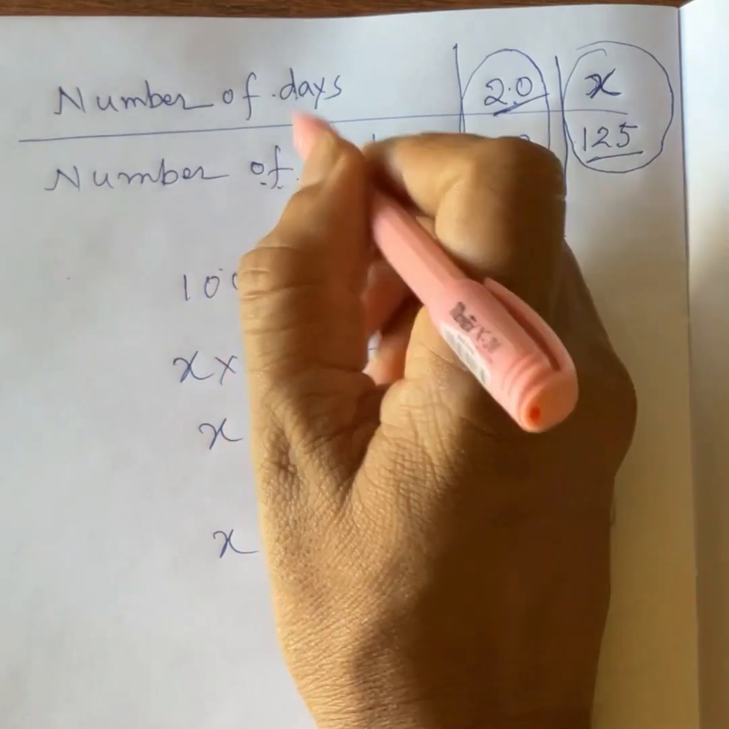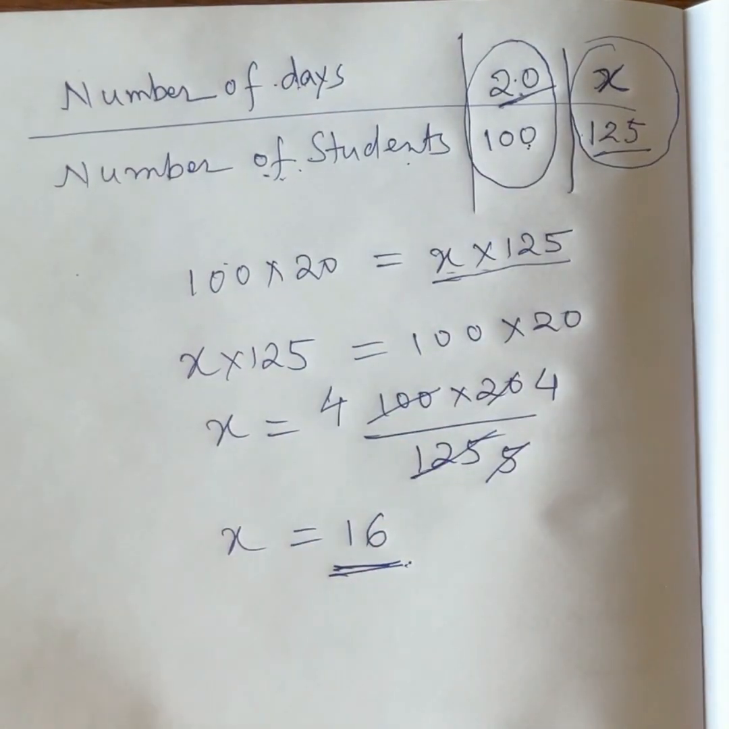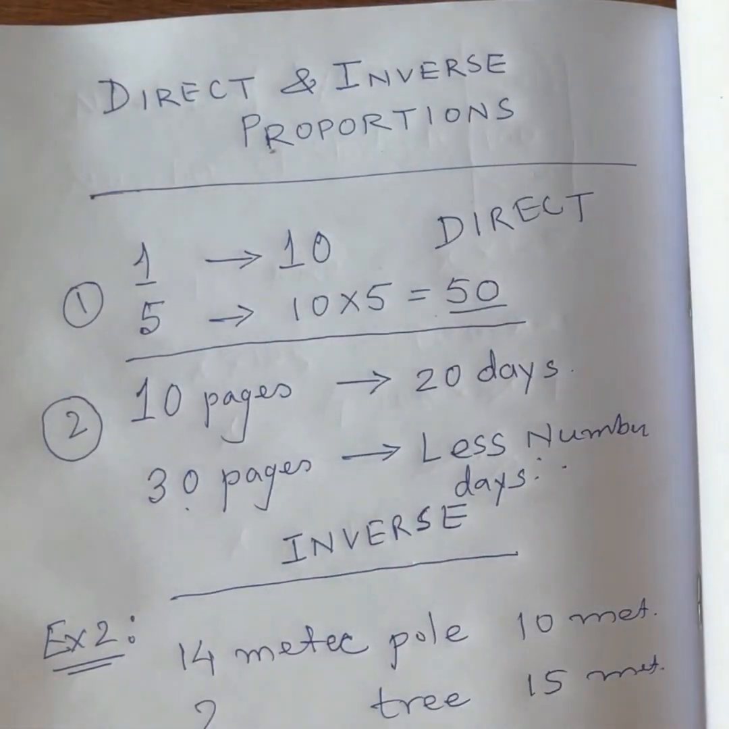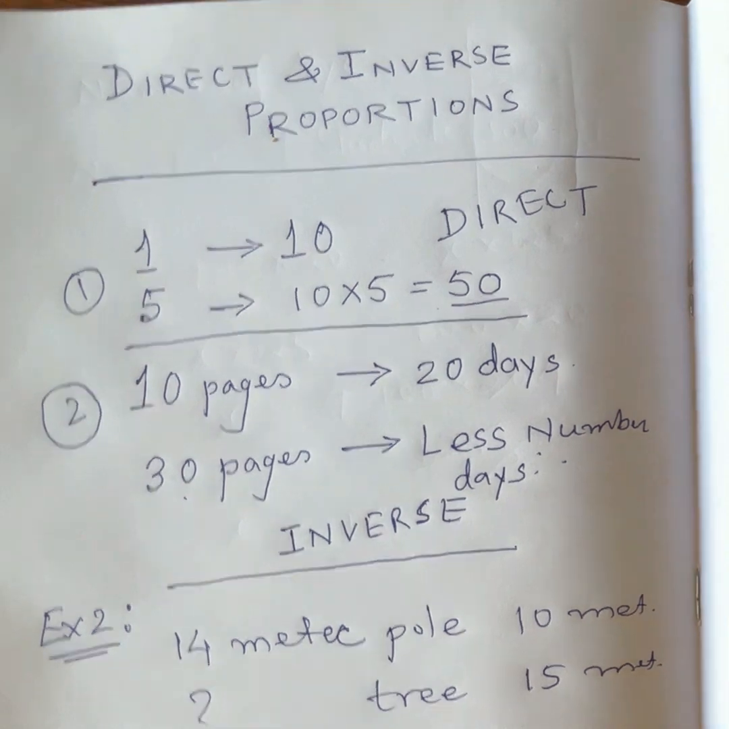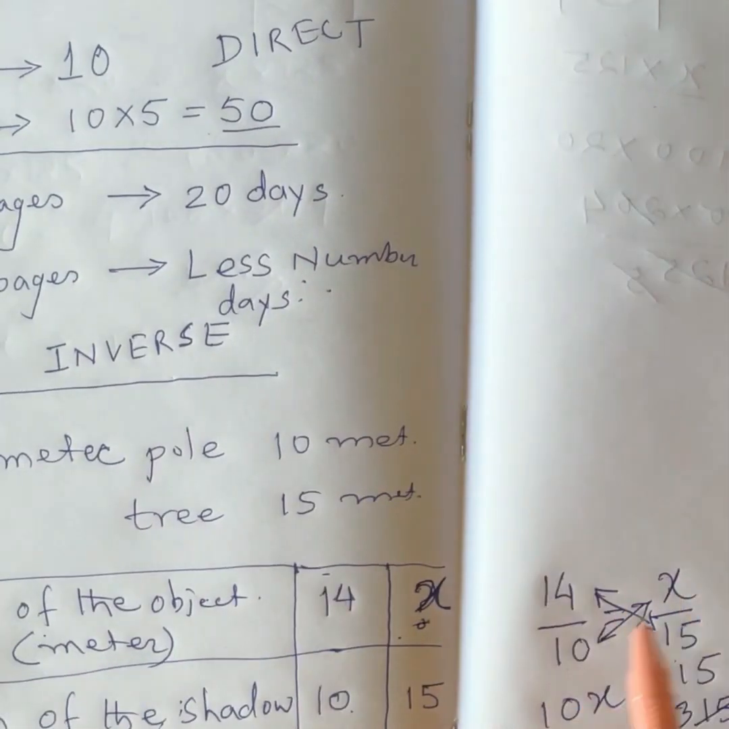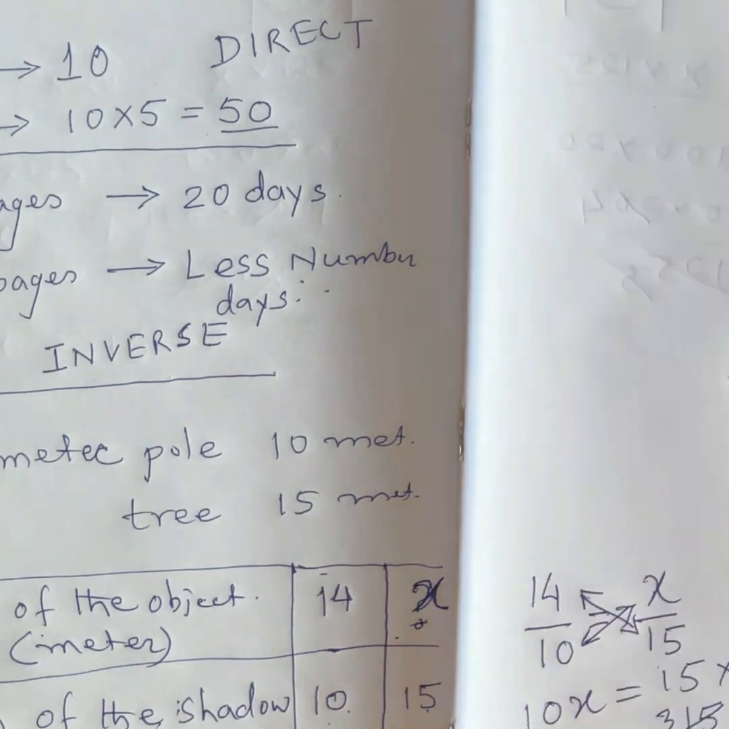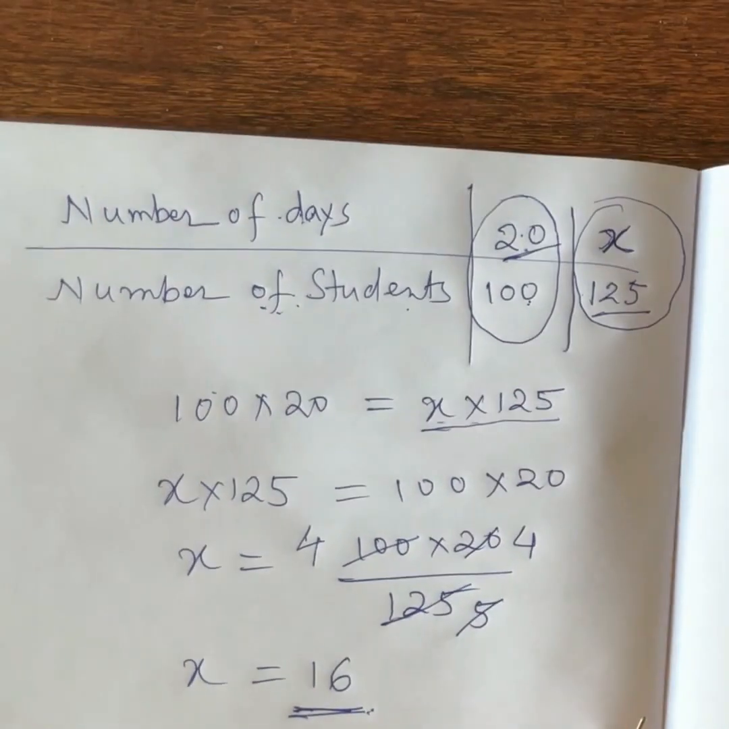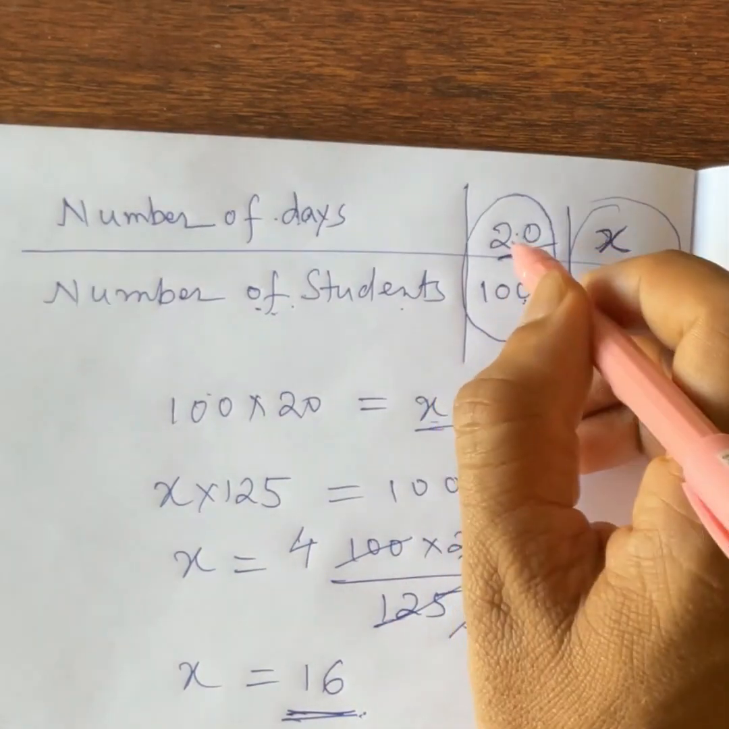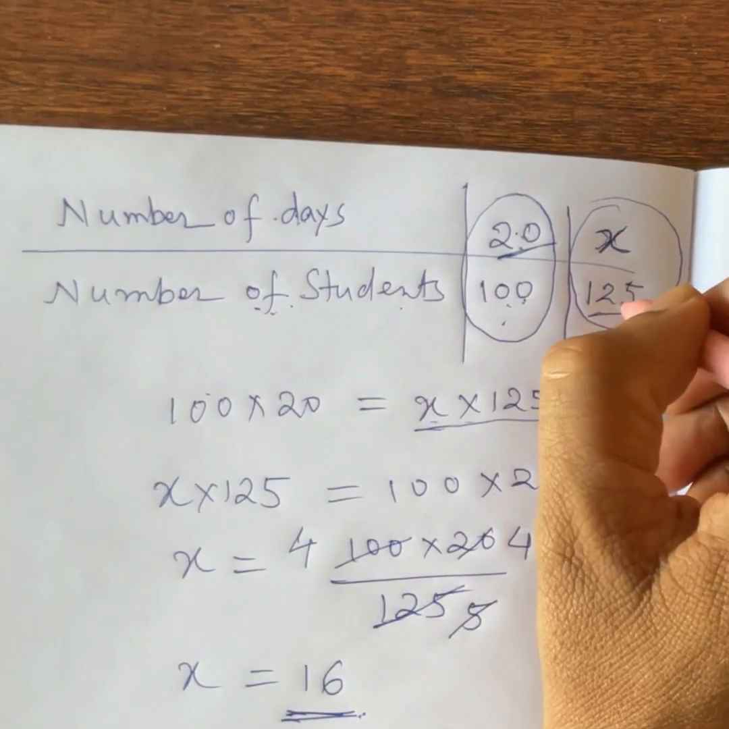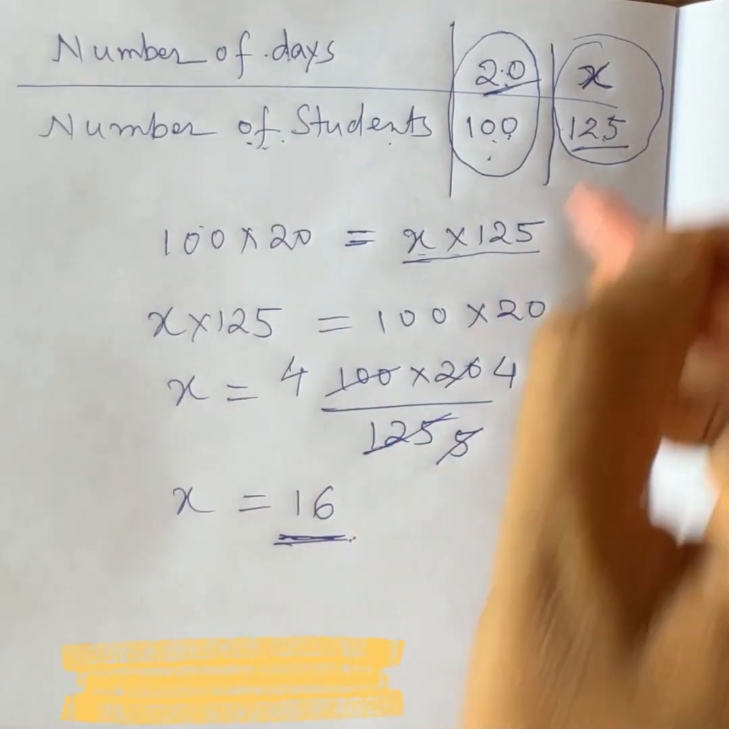So your step is, first put it in this tabular format, then understand the relation between these two parameters. According to that, in case of a direct proportion, you write it this way: 14 by 10 equals x by 15. In case of an inverse proportion, you just multiply this and multiply this, write in this format, and solve for the value of the unknown.